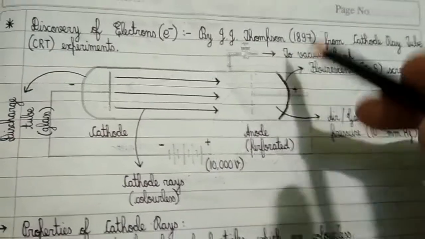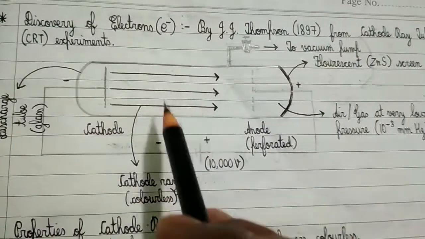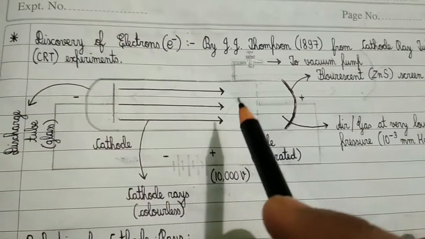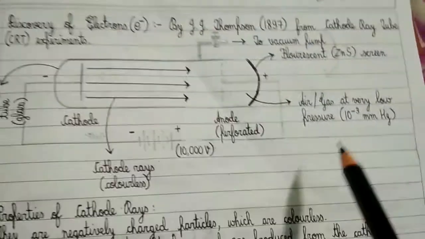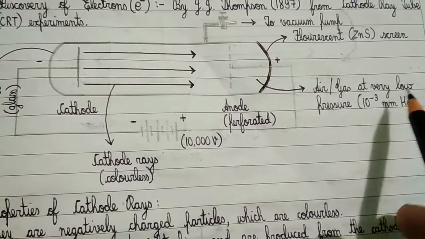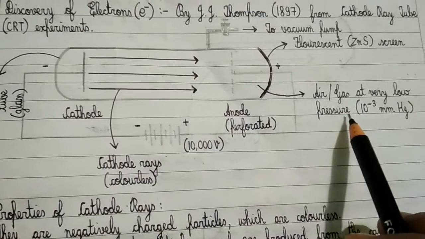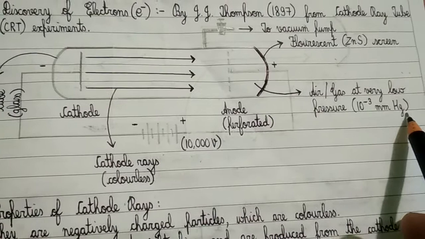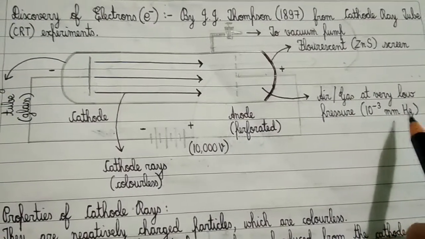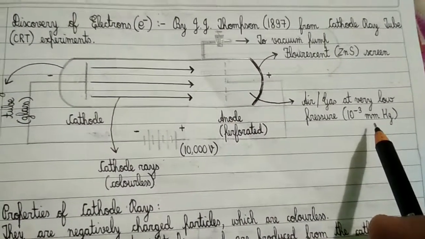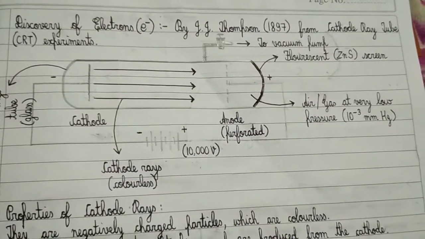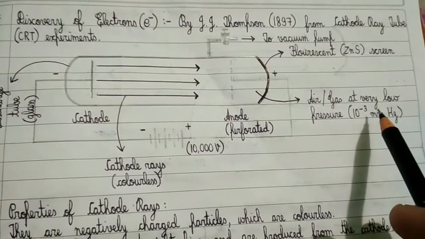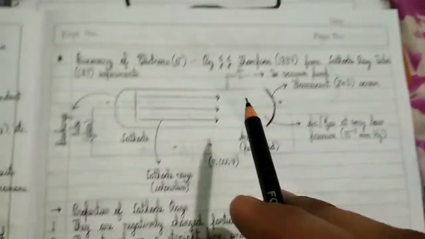Now what is the use of this vacuum pump? It sucks out the air or gas present inside, because the most important condition for this experiment to be successful is that the gas or air inside must be at a very low pressure, about 10 to the power negative 3 millimeter of Hg, which means 0.001 millimeter of mercury. The atmospheric pressure in which we live is 760 millimeters of mercury, so just imagine how low this is. Okay, so this is the experiment.